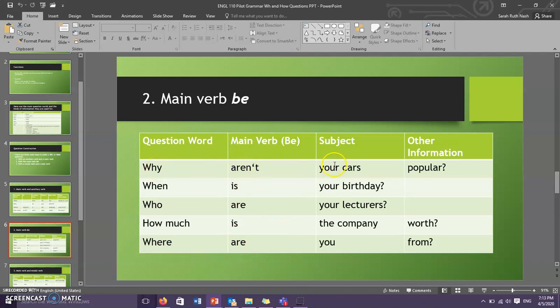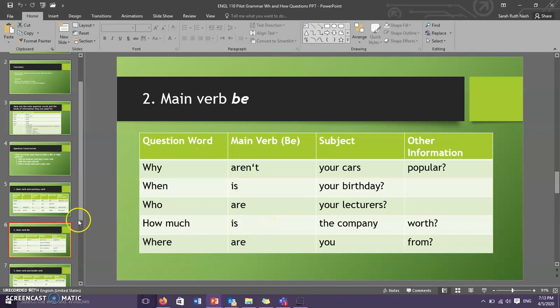Why aren't your cars popular? When is your birthday? So you see here, we're not matching the be verb with the question word. We're matching it with the subject here. So here, cars, they, right? So they are. Here, birthday, singular, so it is. So still we have to match this main verb with the subject here.